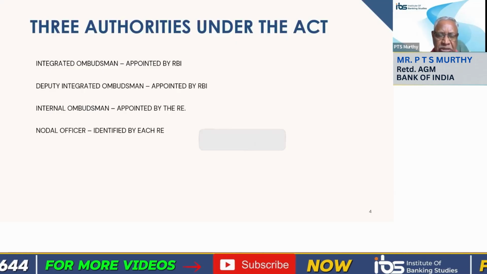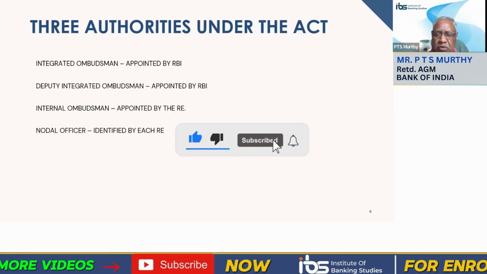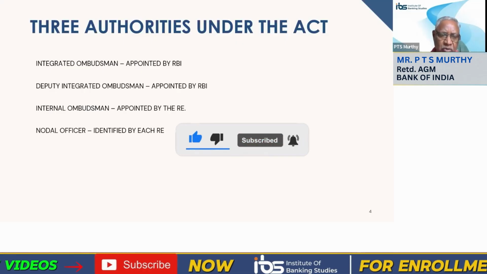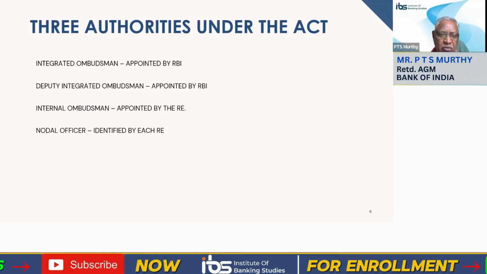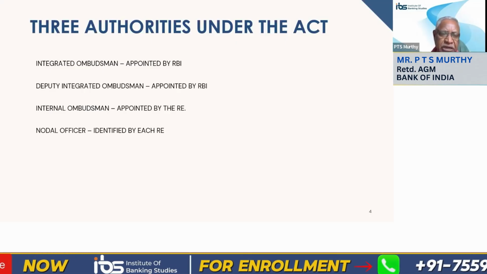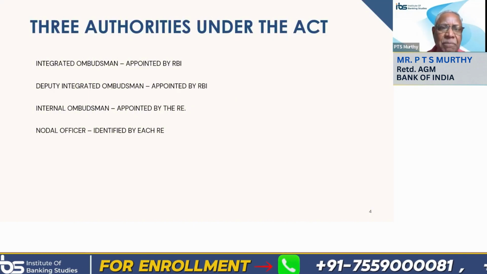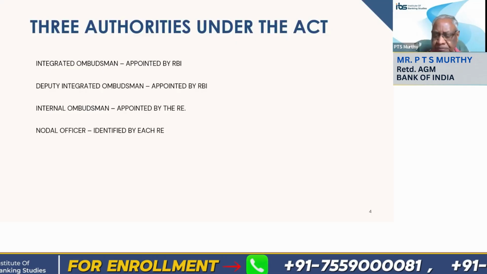So this is how the complaint escalates from bottom to top. First it goes to the nodal officer, then to the internal ombudsman, then to the deputy integrated ombudsman and the integrated ombudsman. Of course, integrated and deputy integrated are the same. So this is how the customer can escalate his complaint to the respective authorities.